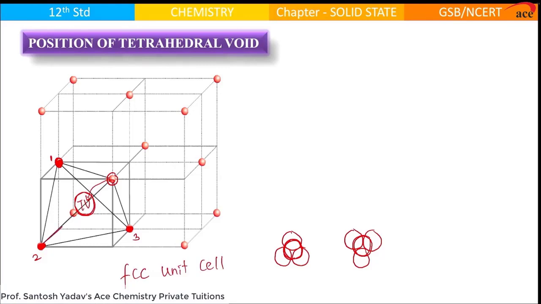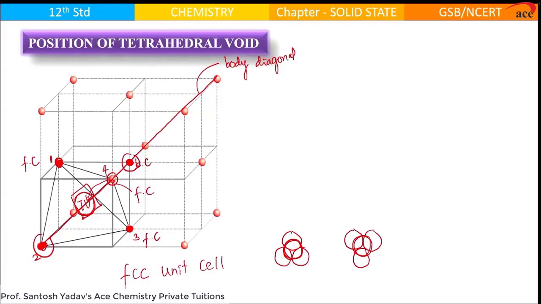A better imagination is from here to here. If you plot a line, it is called a body diagonal. This is the body diagonal. On that body diagonal, this is the body center, I will write BC. And this is your sphere. Between the body center and the sphere, the void that you will get is called a tetrahedral void. So, a tetrahedral void is like this. Now, sphere number 1 is a face center, sphere number 3 is a face center, and this sphere, the fourth sphere, is also a face center.